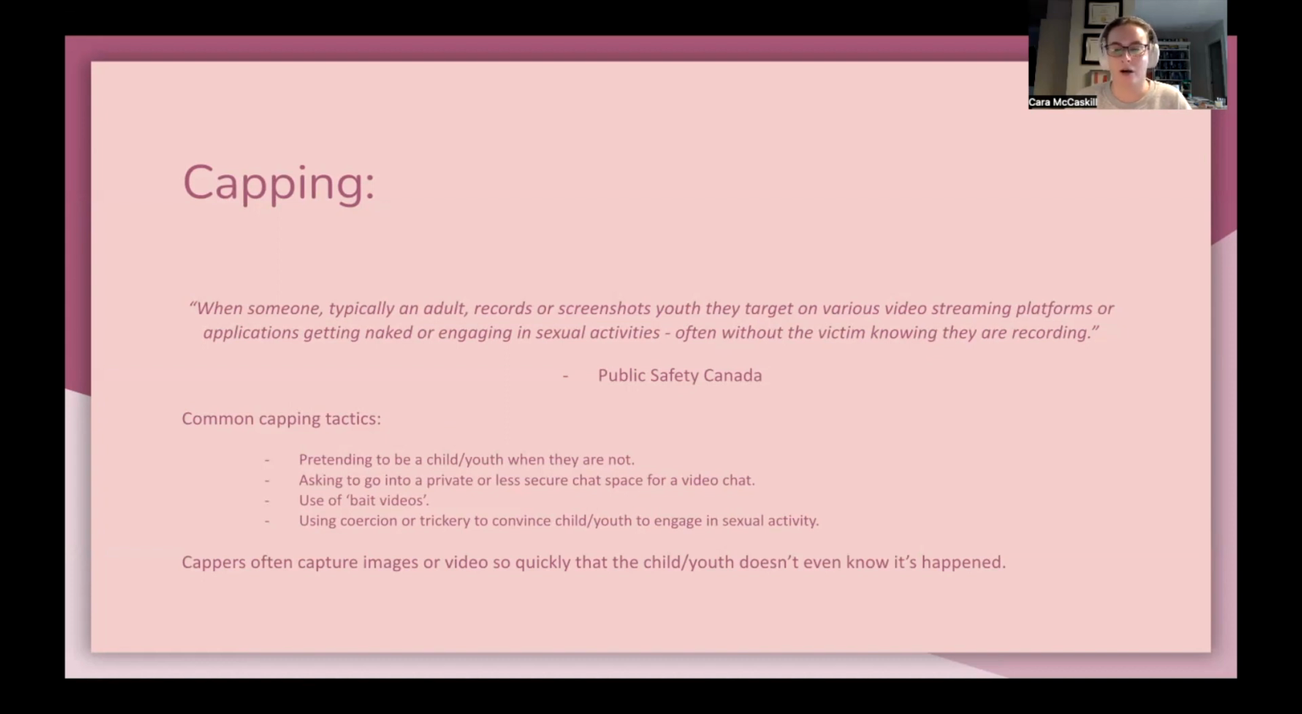And again, there are common tactics that happen in capping situations. So again, just like with grooming, the perpetrator will pretend to be a child or youth when they're not, again, to try and gain the trust and build a rapport with the victim.